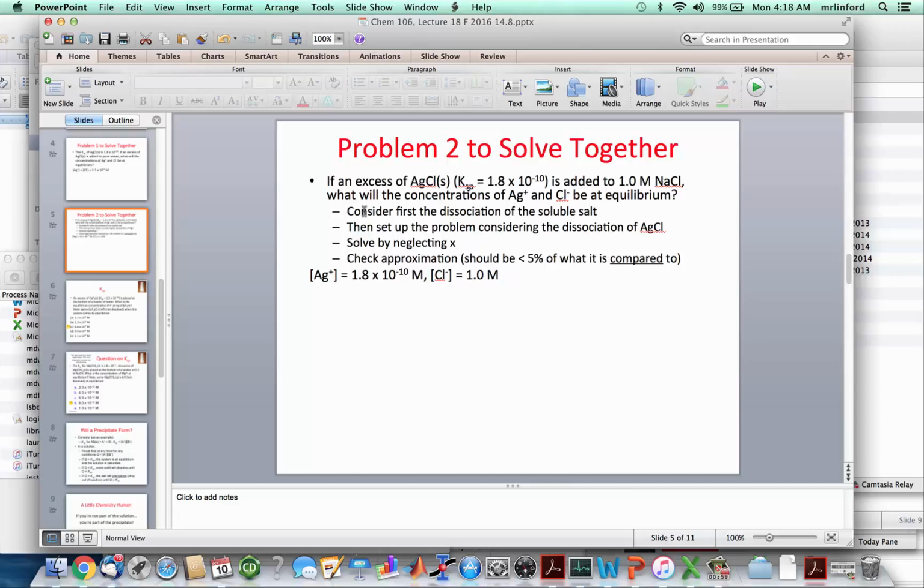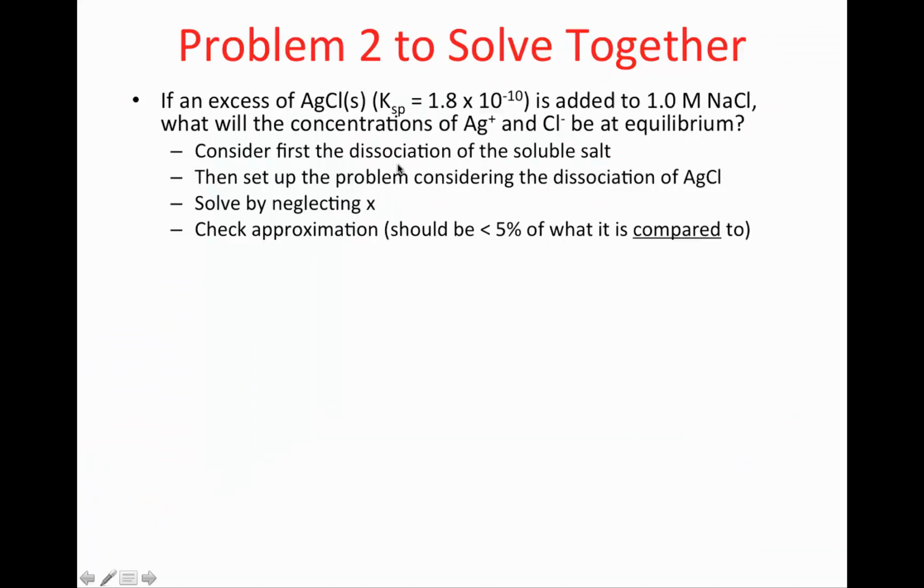And so we have a few instructions on solving this kind of problem. These instructions won't be given on an exam. Actually, let me make this go full screen. These types of instructions probably wouldn't be given in an exam, so you would need to know how to do this. So the first step, when I have one salt and yet another salt in solution, is to consider the dissociation of the completely soluble salt.